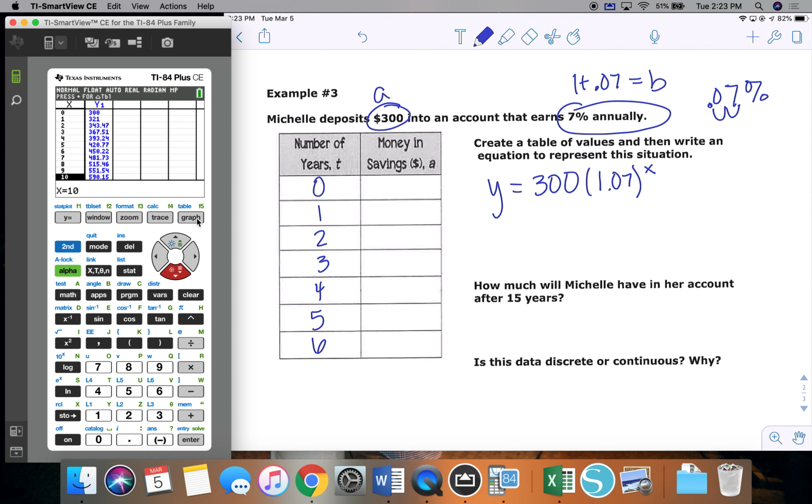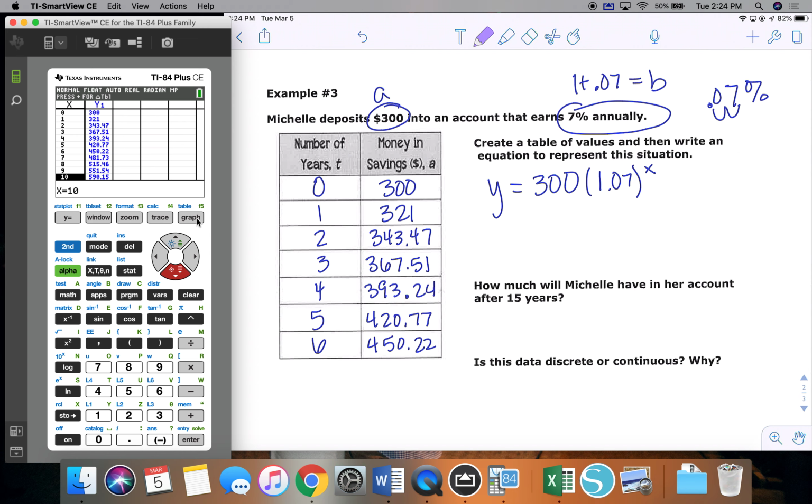So I'm going to fill this in as much as they want. So they want 7 lines total. So I started with 300, then I have 321. So we're just copying these down. And so if you need to pause the video to copy these down, you can.